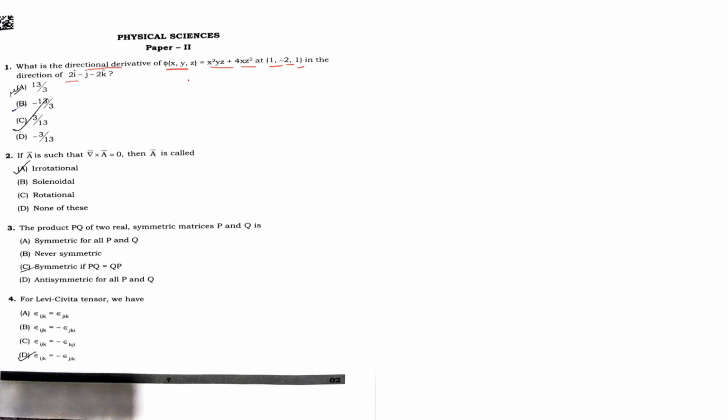First, to find the directional derivative, what you are doing is taking the gradient. You will take the gradient of phi. Gradient of phi means you first differentiate del x with respect to x square yz plus 4xz square, because you have x in both the first term and the second term.